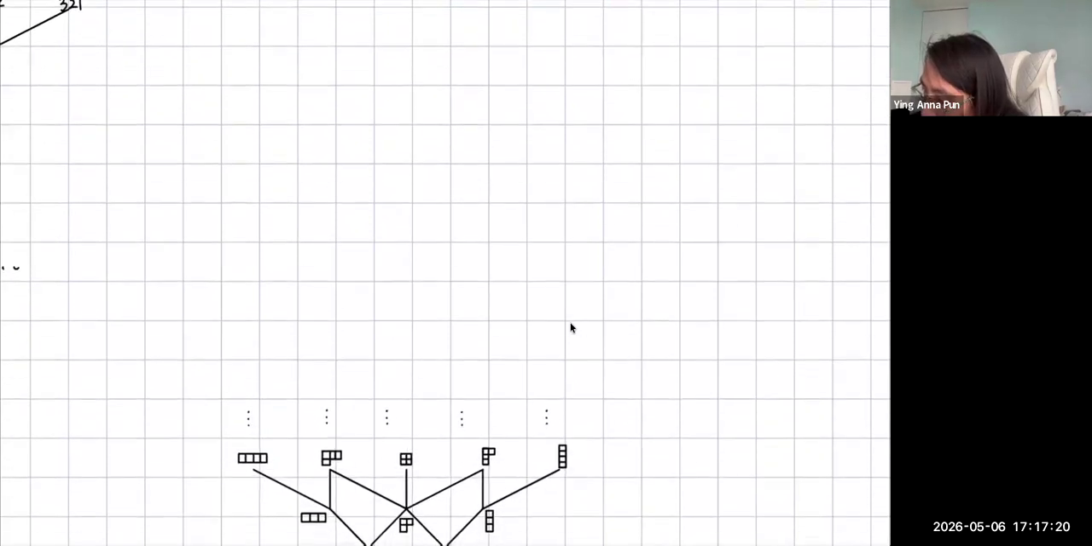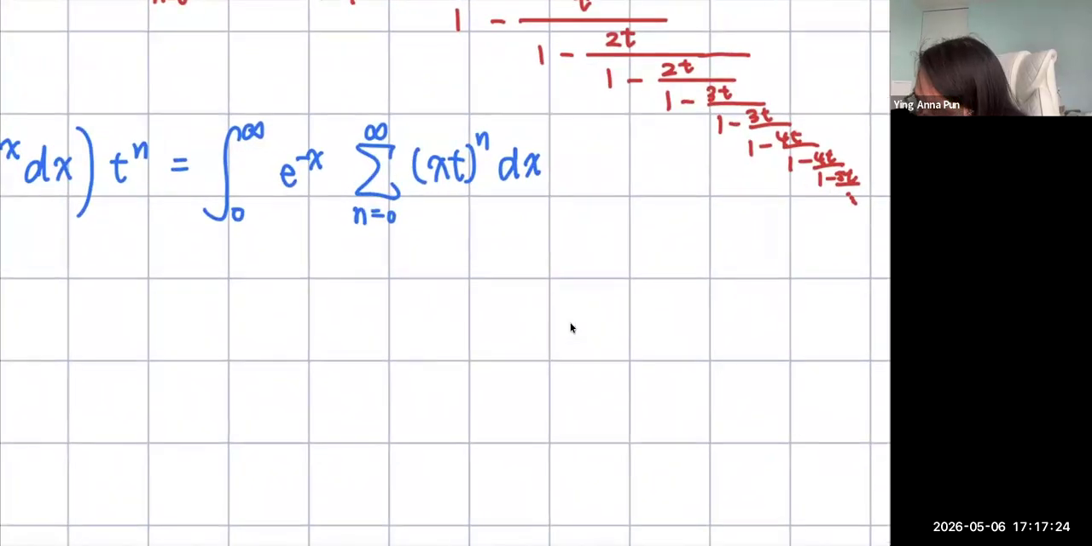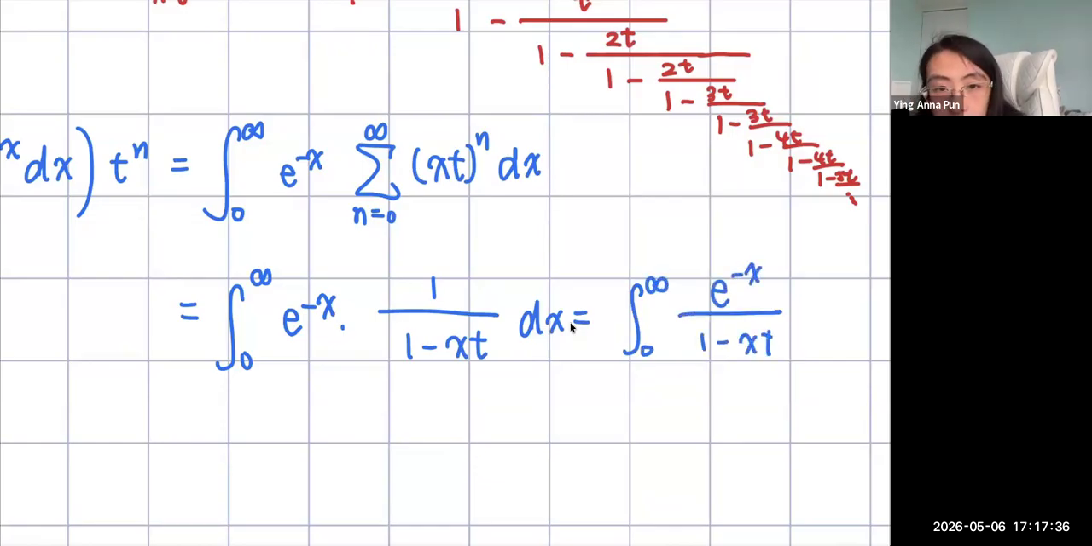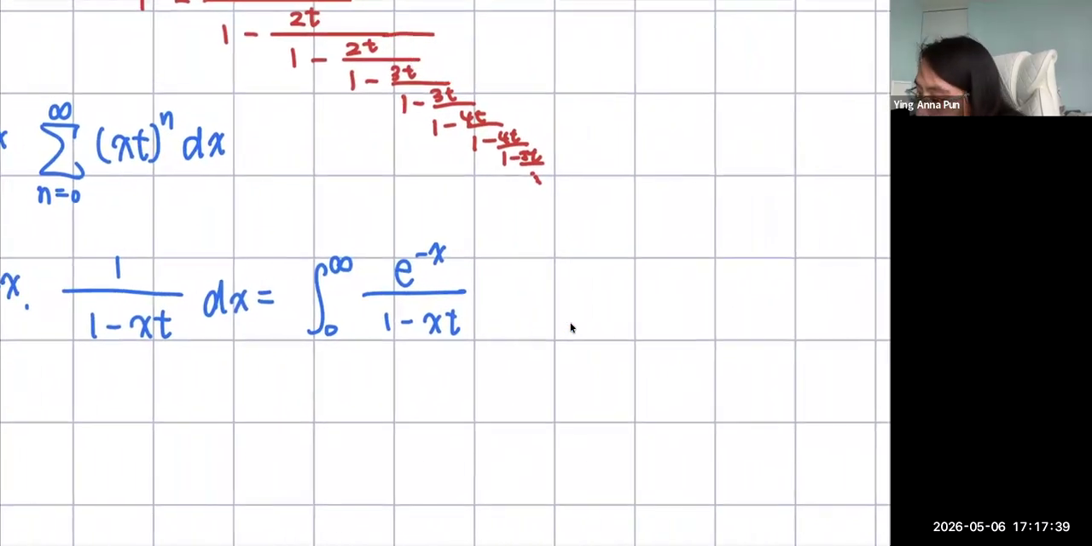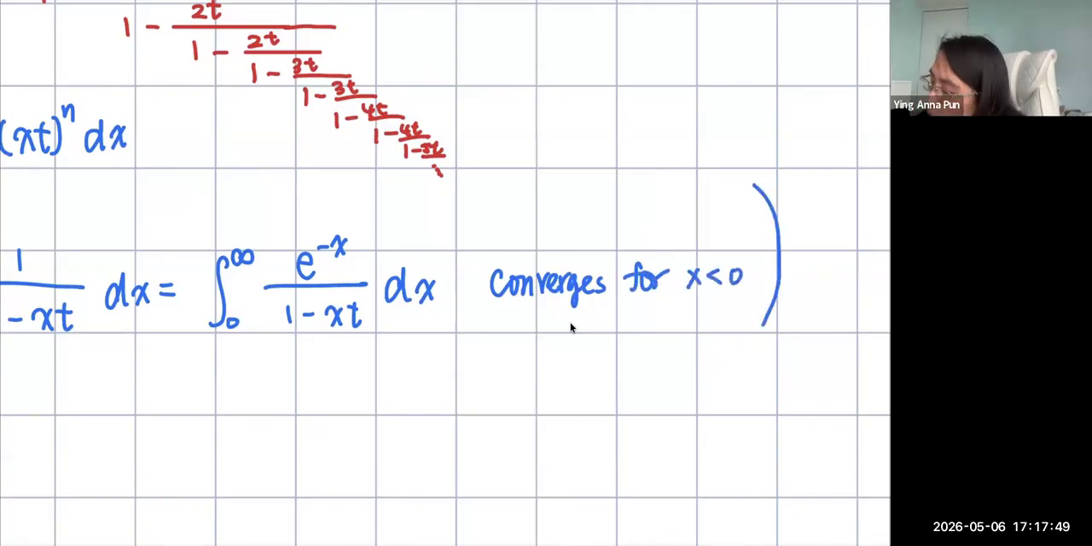So the (xt)^n here, we know how to write it, because it's just 1 over 1 minus xt dx. So the integral from 0 to infinity of e^(-x) over 1 minus xt dx. And this one converges for x less than 0. It does not converge all the time. It converges for x less than 0.